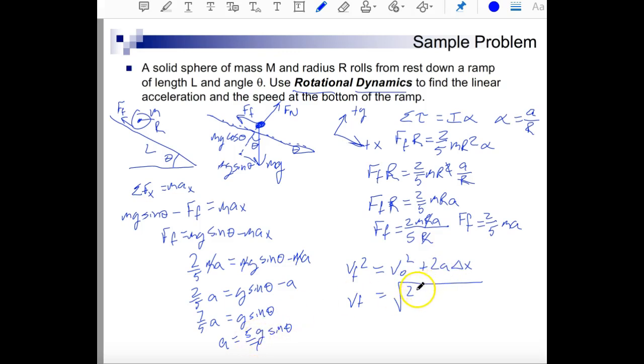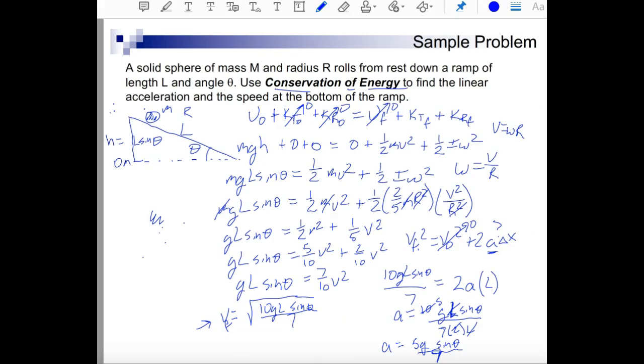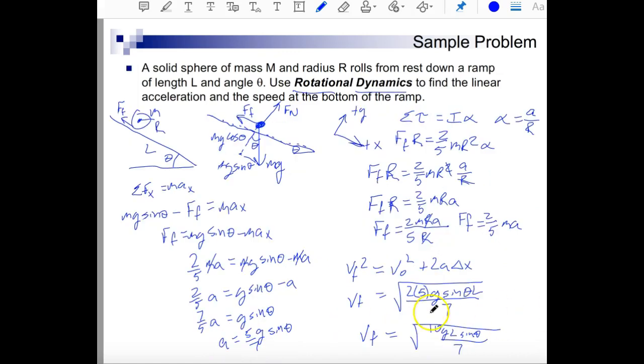now our acceleration is 5 times g times sine of the angle times, and then our change in position here we said was L, because it's that length there. And then we're going to divide that by 7, and that gives us the square root of 10 times g times L times the sine of the angle all over our good friend 7. And you'll see that the final velocity here and the final velocity from using energy is the same, the square root of 10 g L sine of the angle over 7. Same thing here. So kind of a neat, interesting thing that happens when you go through and solve this using either dynamics or energy. You do get exactly the same answer, which is cool.